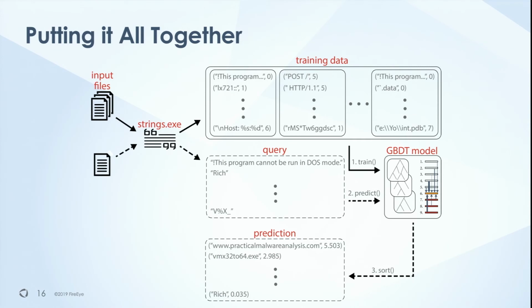And so to put it all together, we have input files, we run strings over them, we generate training data using labeling functions in Snorkel, and then we build a model using those labels, and we can query that and generate predictions from that model. And these predictions should be more helpful for malware analysts than they were before.